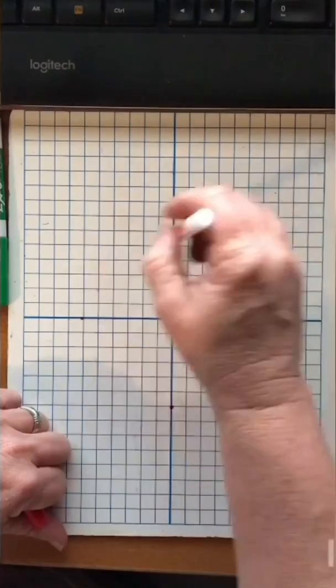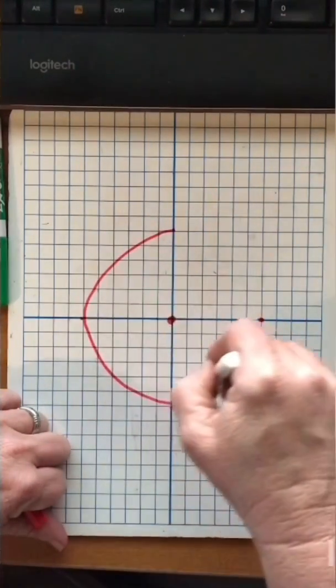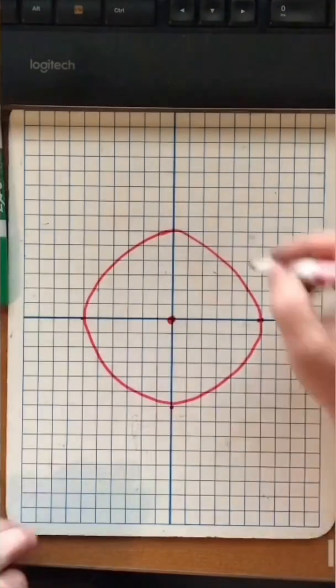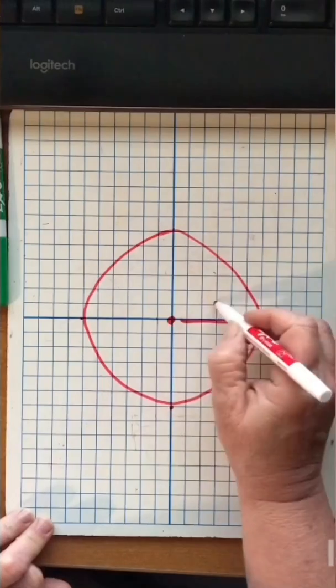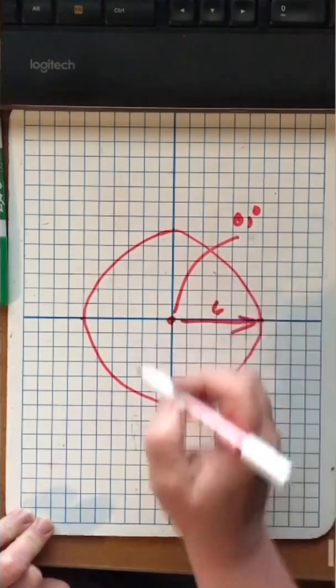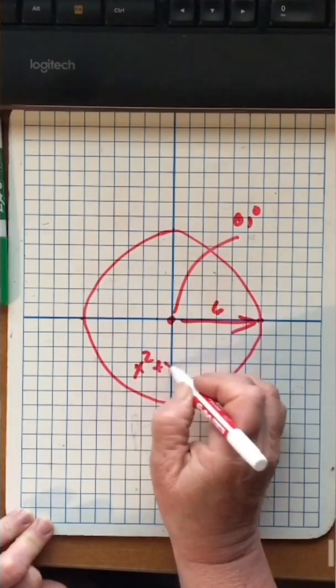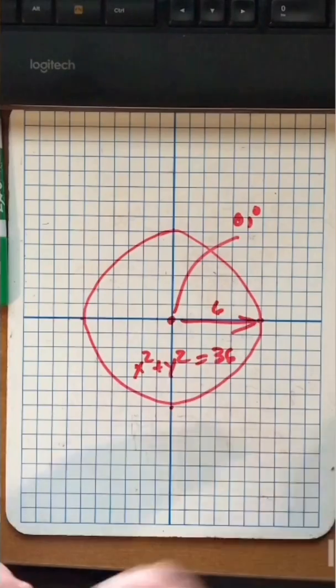Then I've got to envision the circle here. See if I hit most of my points. Voila. So there's my circle with my radius 6 and my center at 0, 0. So x squared plus y squared equals 36. There you go. So I think that's everything for lesson 1, and stay tuned for lesson 2.